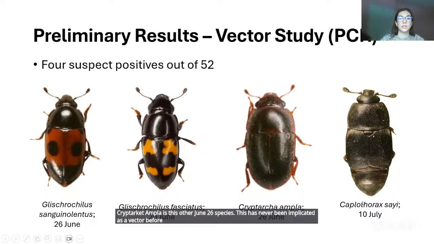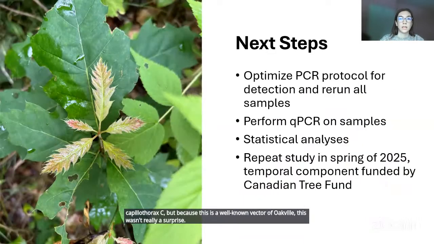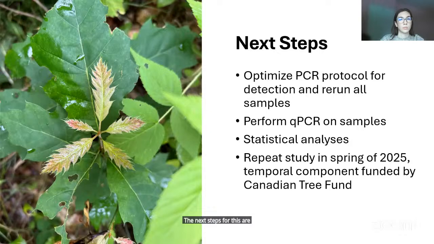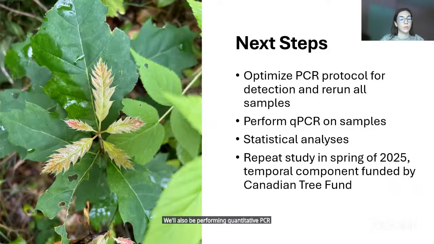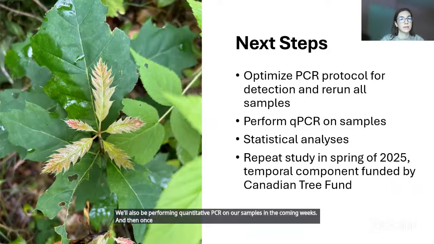And then the only species to test positive in July was Colopterus truncatus. But because this is a well-known vector of oak wilt, this wasn't really a surprise. The next steps for this are to optimize the PCR protocol for detection and then rerun all of our samples. We'll also be performing quantitative PCR on our samples in the coming weeks. And then once that's done, we can move on to the stats.